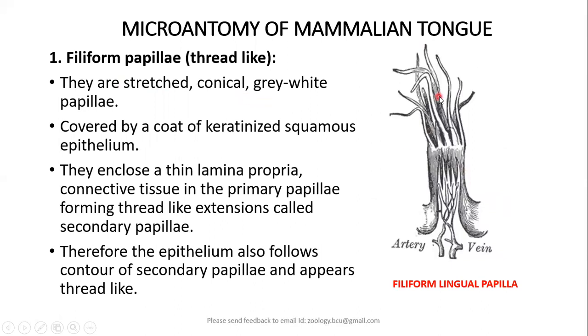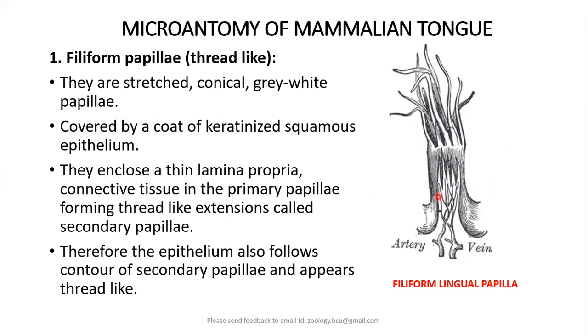As you see here, they are stretched, but each papilla is thread-like with a conical tip, and they give gray or white color to the tongue because of keratinized squamous epithelium. So these papillae are largely covered by keratinized squamous epithelium. But they also enclose a thin layer of connective tissue called lamina propria, which forms the lumen of the primary papillae.